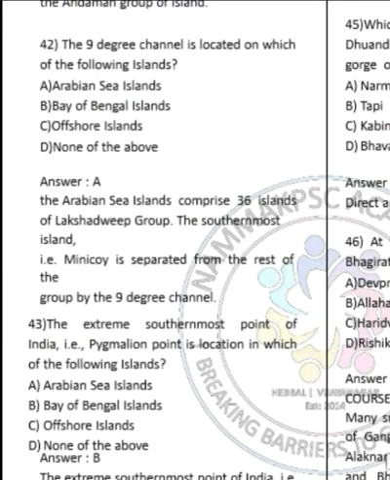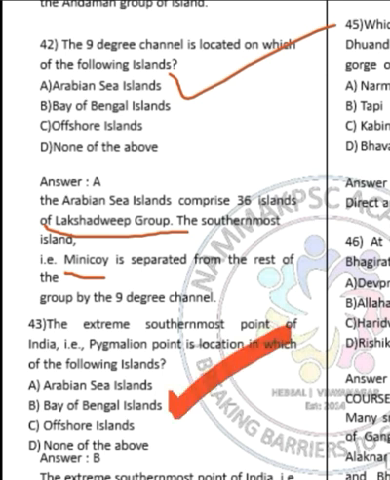Question number 42, it is asking the 9-degree channel is located on which of the following islands? Answer is option A, Arabian Sea islands. So in Arabian Sea, we find Lakshadweep group of islands, a part of which is Minicoy Islands. So Minicoy Islands are separated from the rest of the islands of Lakshadweep through 9-degree channel. Question number 43, it is asking the extreme southernmost point of India, the Pygmalion point. It is located on which of the following islands? Answer here is option B, Bay of Bengal Islands. So Pygmalion point is a part of Andaman and Nicobar Islands, which is again on Bay of Bengal.